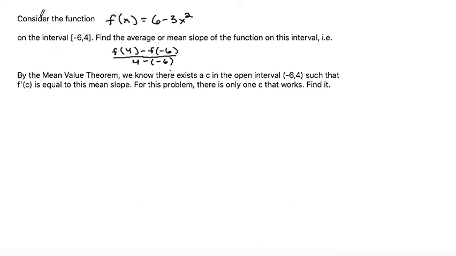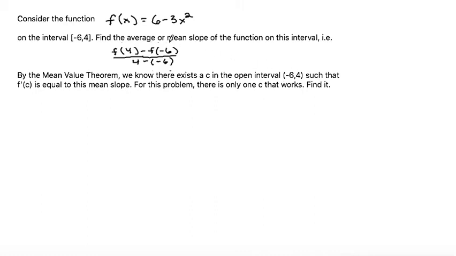So this problem says to consider the function f of x is equal to 6 minus 3x squared on the interval negative 6 to 4. Find the average or mean slope of the function on this interval, i.e. f of 4 minus f of negative 6 over 4 minus negative 6. By the mean value theorem, we know that there exists a c in the open interval negative 6 to 4 such that f prime of c is equal to this mean slope. For this problem, there is only one c that works.